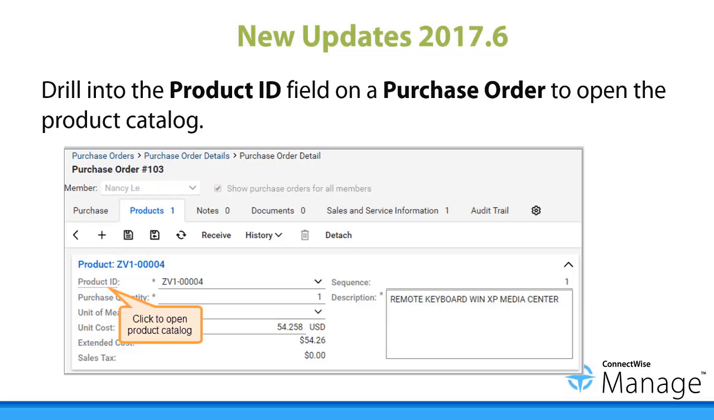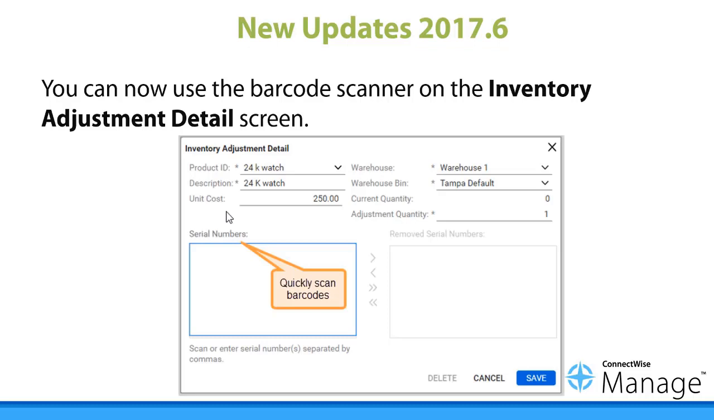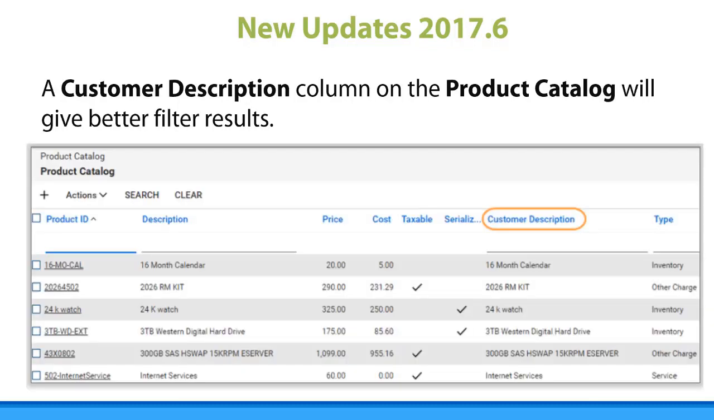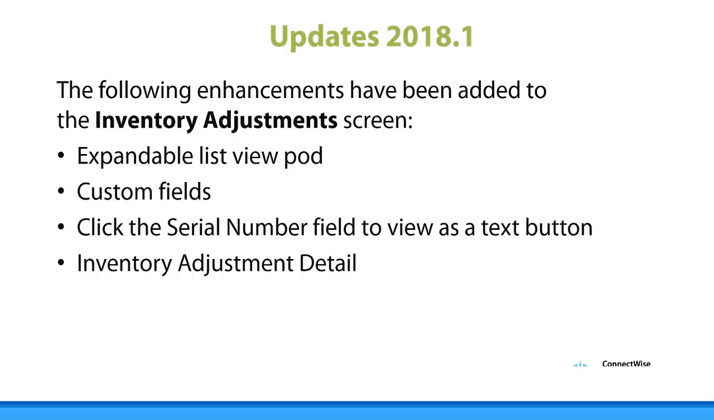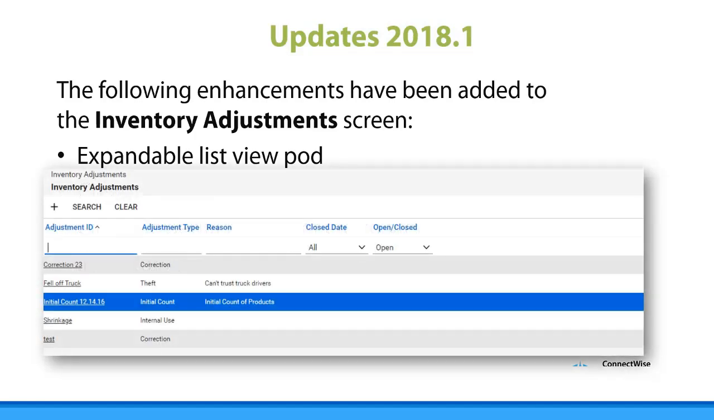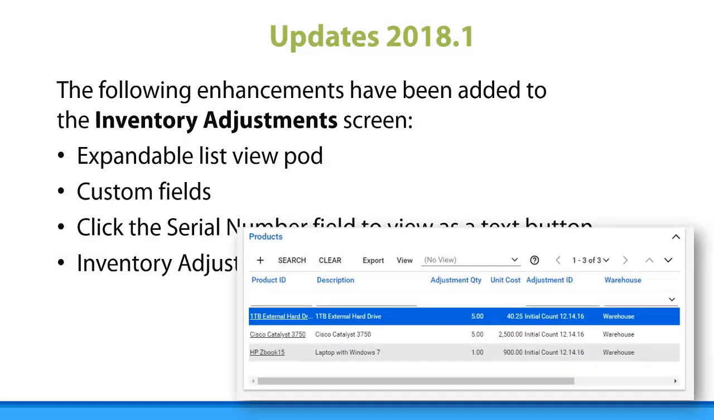Let's look at updates and improvements in the latest versions. Drill into the Product ID field on a purchase order to open the product catalog. You can now use the barcode scanner on the inventory adjustment detail screen. A customer description column on the product catalog will give better filter results.